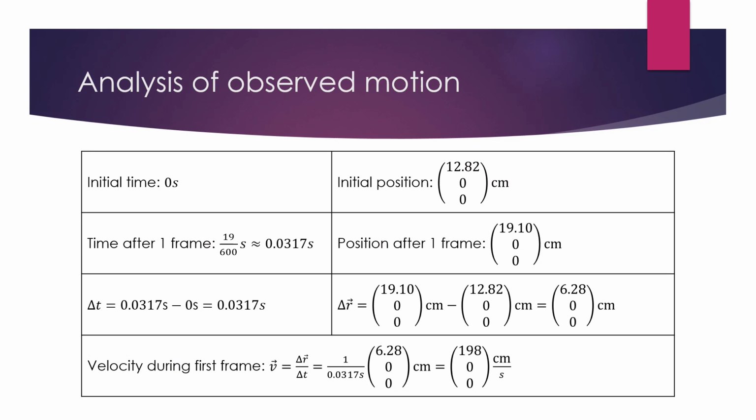This is the analysis of the observed motion. The time in the start of the first frame is 0 seconds. The initial position is the vector 12.82, 0 centimeters. I decided to set the origin at the beginning of the ruler and the positive x direction is towards the end of the ruler. After one frame, approximately 0.0317 seconds have passed, and the new position is 19.10, 0, 0 centimeters.